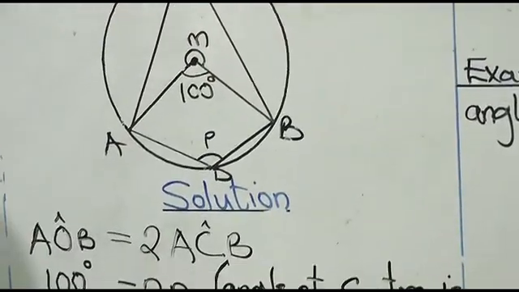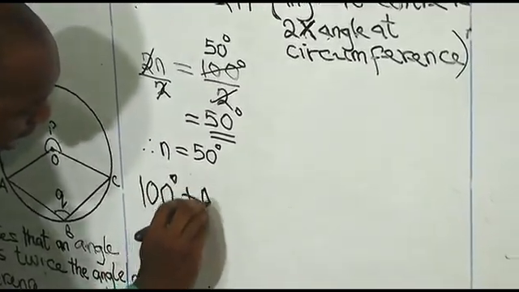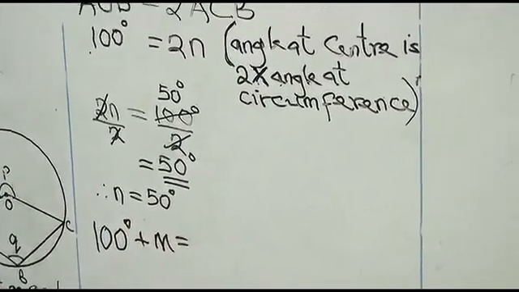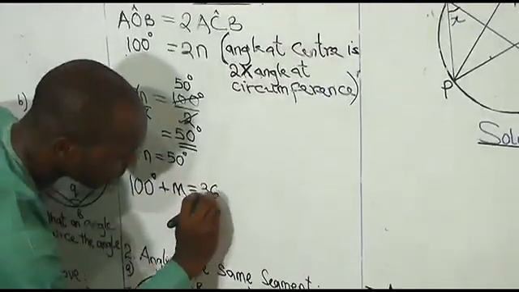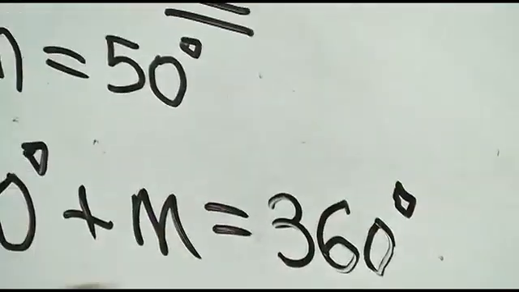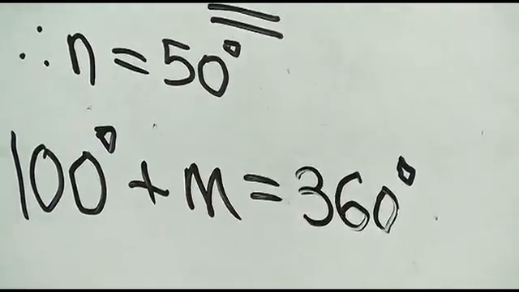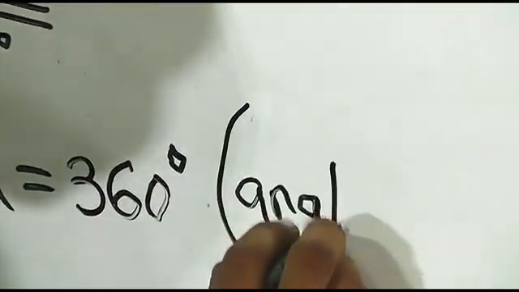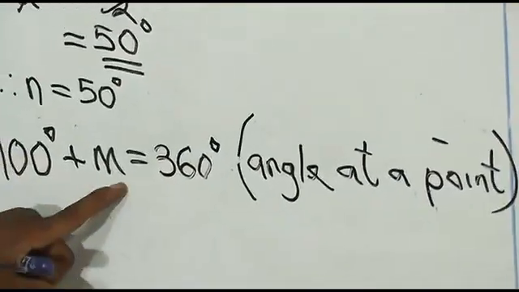Now, 100 degrees plus M gives you what? If you still recall, we have angle at a point is equals to what? 360 degrees. So you have 360. Now, just stating it or writing it out like this is incomplete. You need to give us the reason why it is so. So we have angle at a point equals to what? 360. So you have 100 degrees plus m is equals to 360.